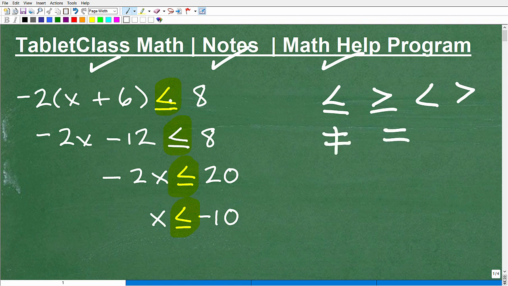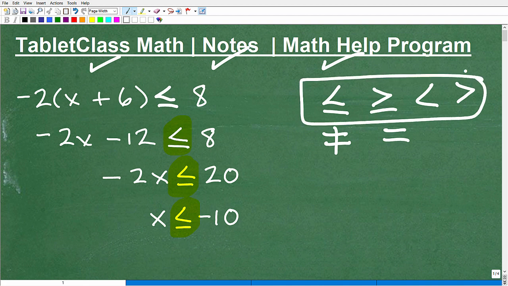So if I had an equation, I wouldn't have this, I'd have this, okay? So that makes this an inequality.